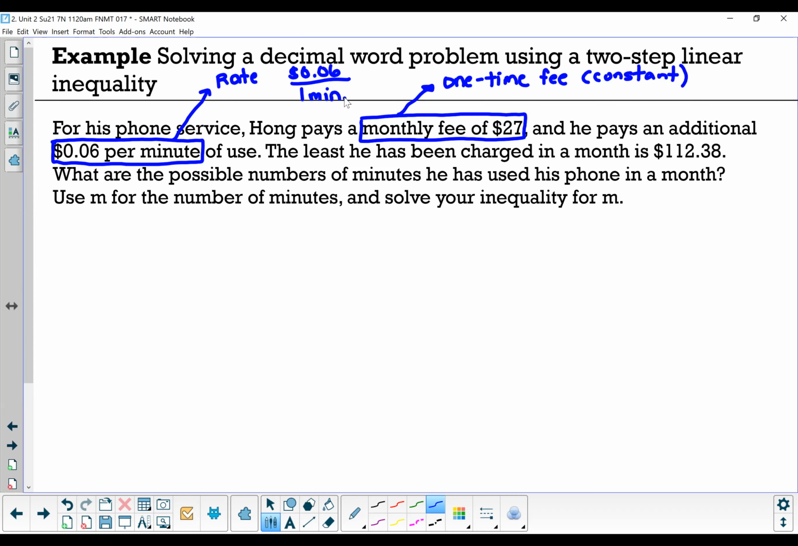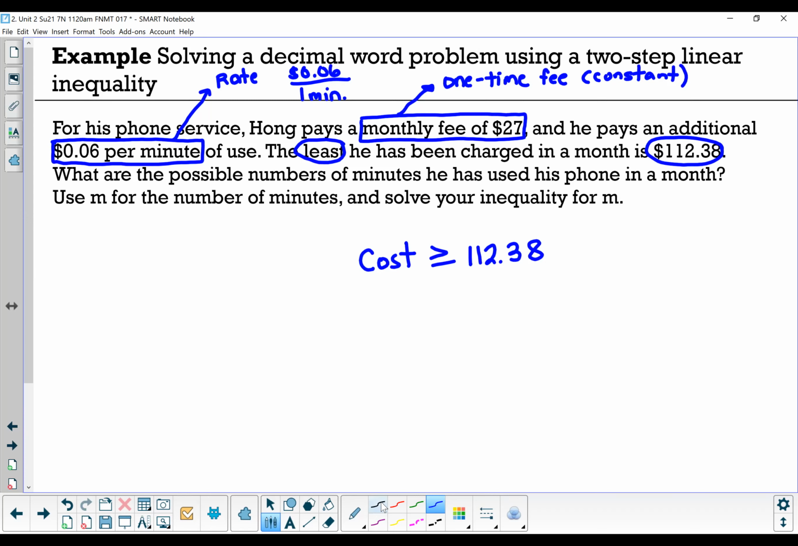And then we saw this vocab word, the least. So that's going to be important. It says the least he has been charged in a month is $112.38. So this is saying the cost of the service has been greater than or equal to $112.38. Okay, so now we need to think about, what can we write as an expression for the cost?